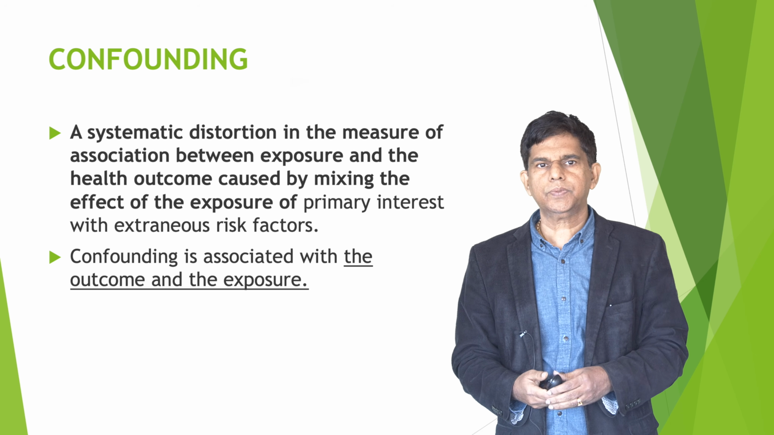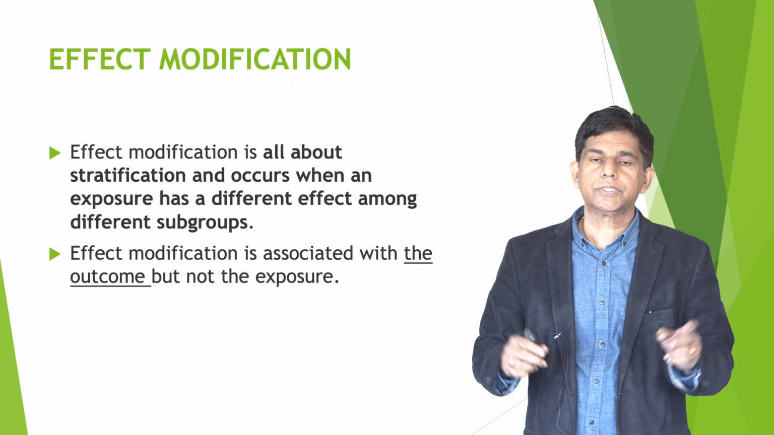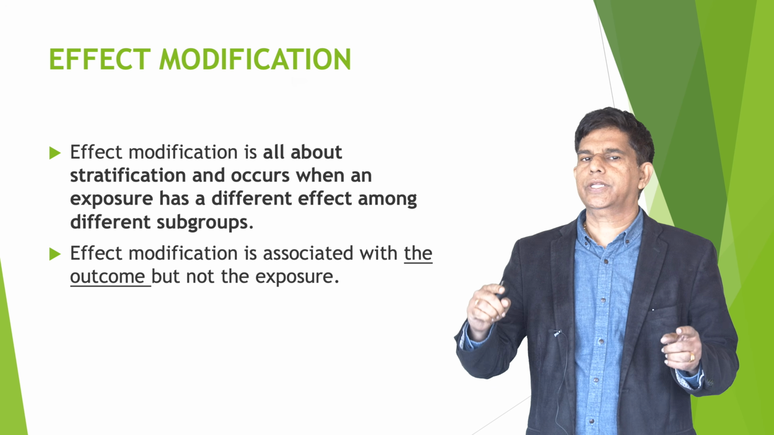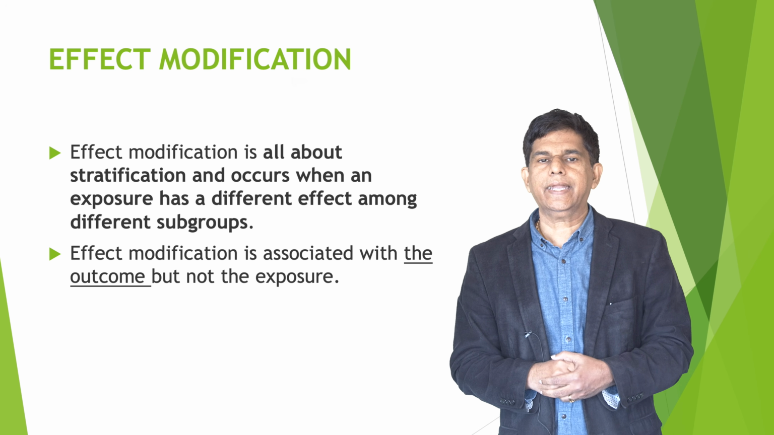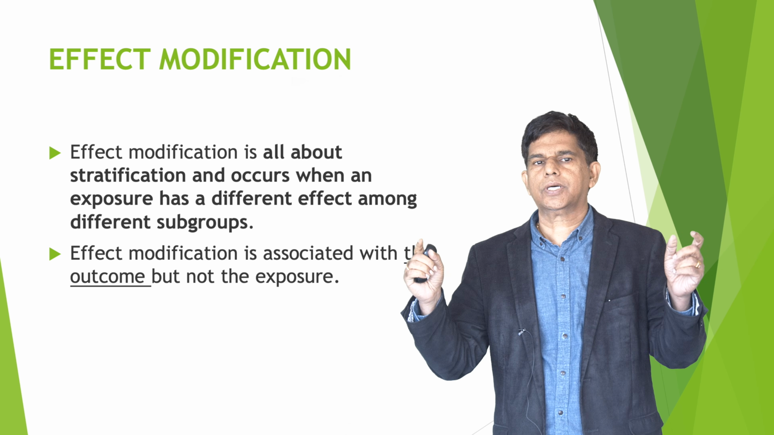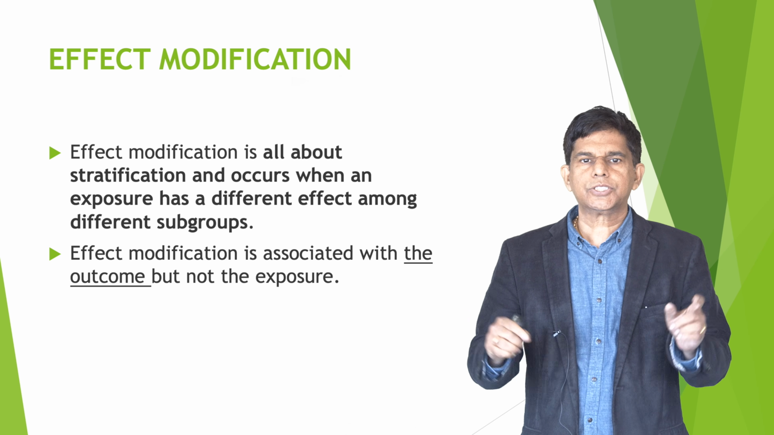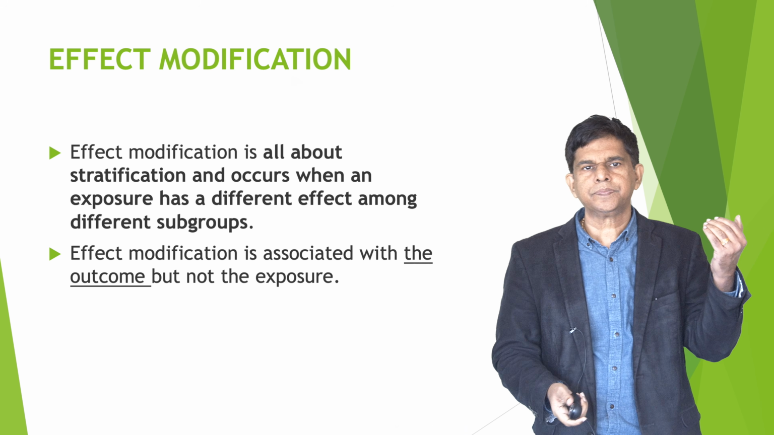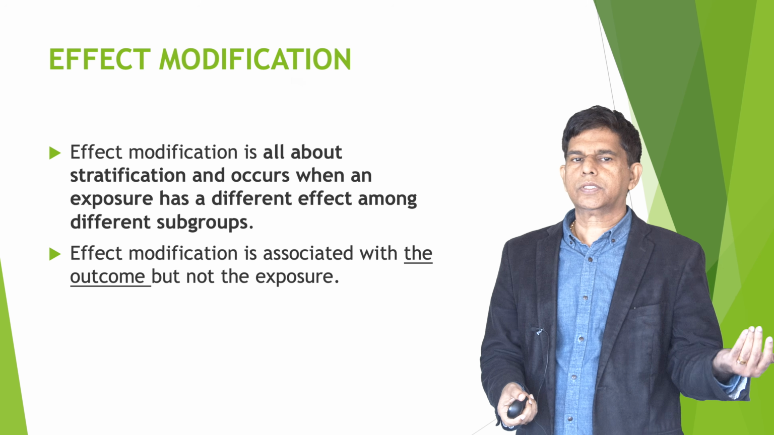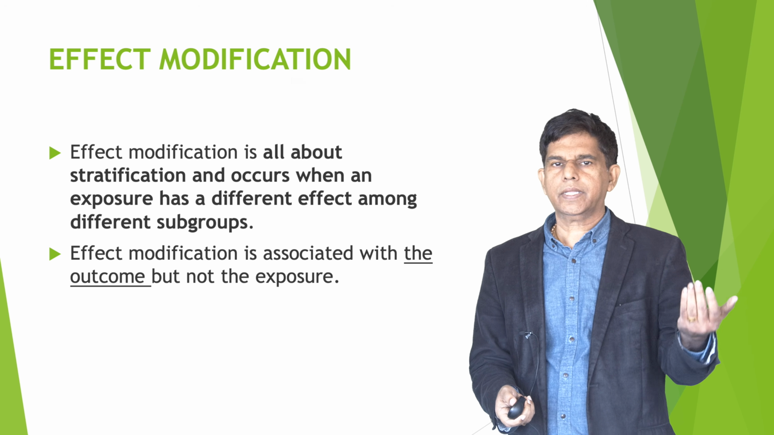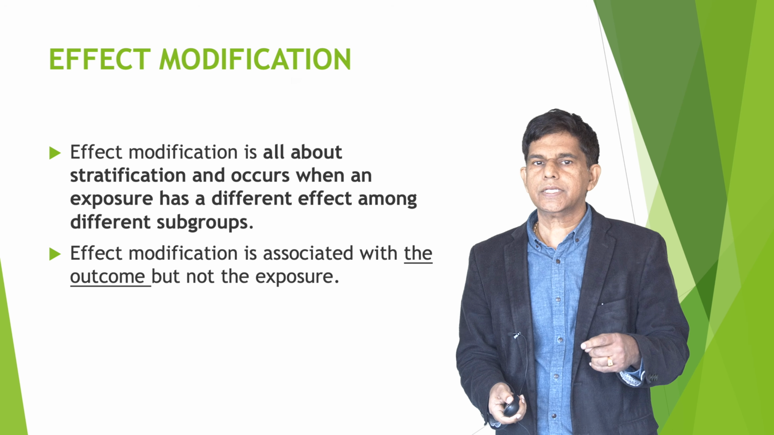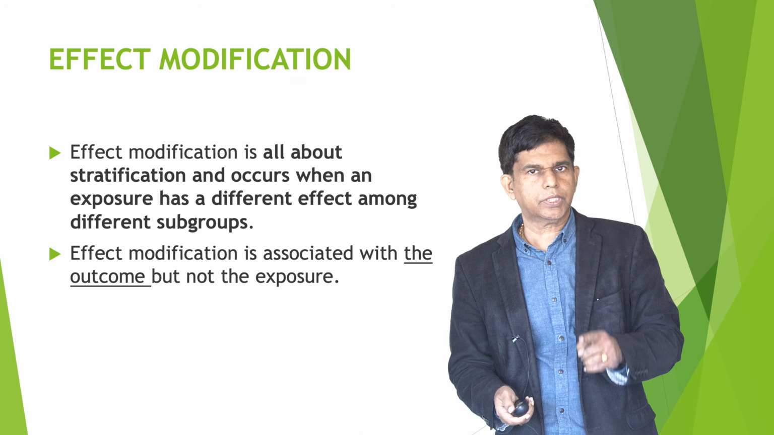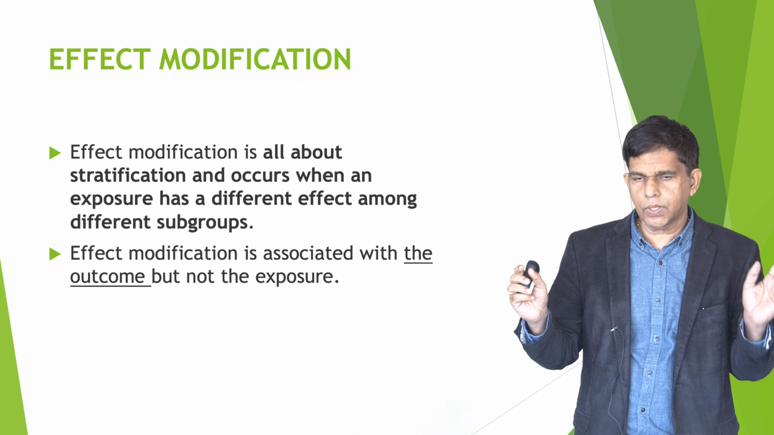Okay. The next one is effect modification. Let's look at the definition. Effect modification is all about stratification and occurs when an exposure has a different effect among different subgroups. Effect modification is associated with the outcome but not with the exposure. Remember that. In confounding, both of them were affected, right? The outcome and the exposure. But in effect modification, it is only associated with the outcome, not the exposure. Remember that point. So let's look at a study.